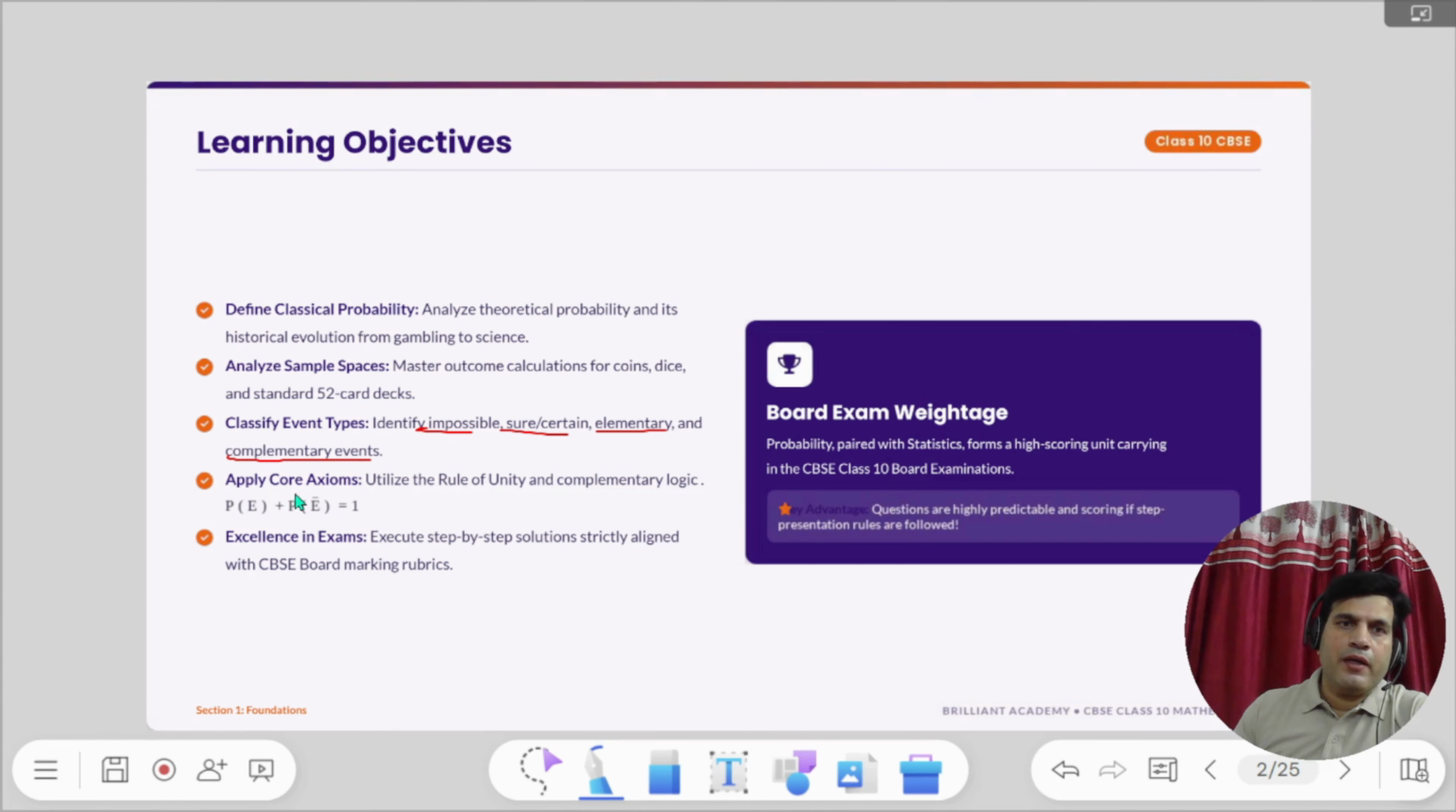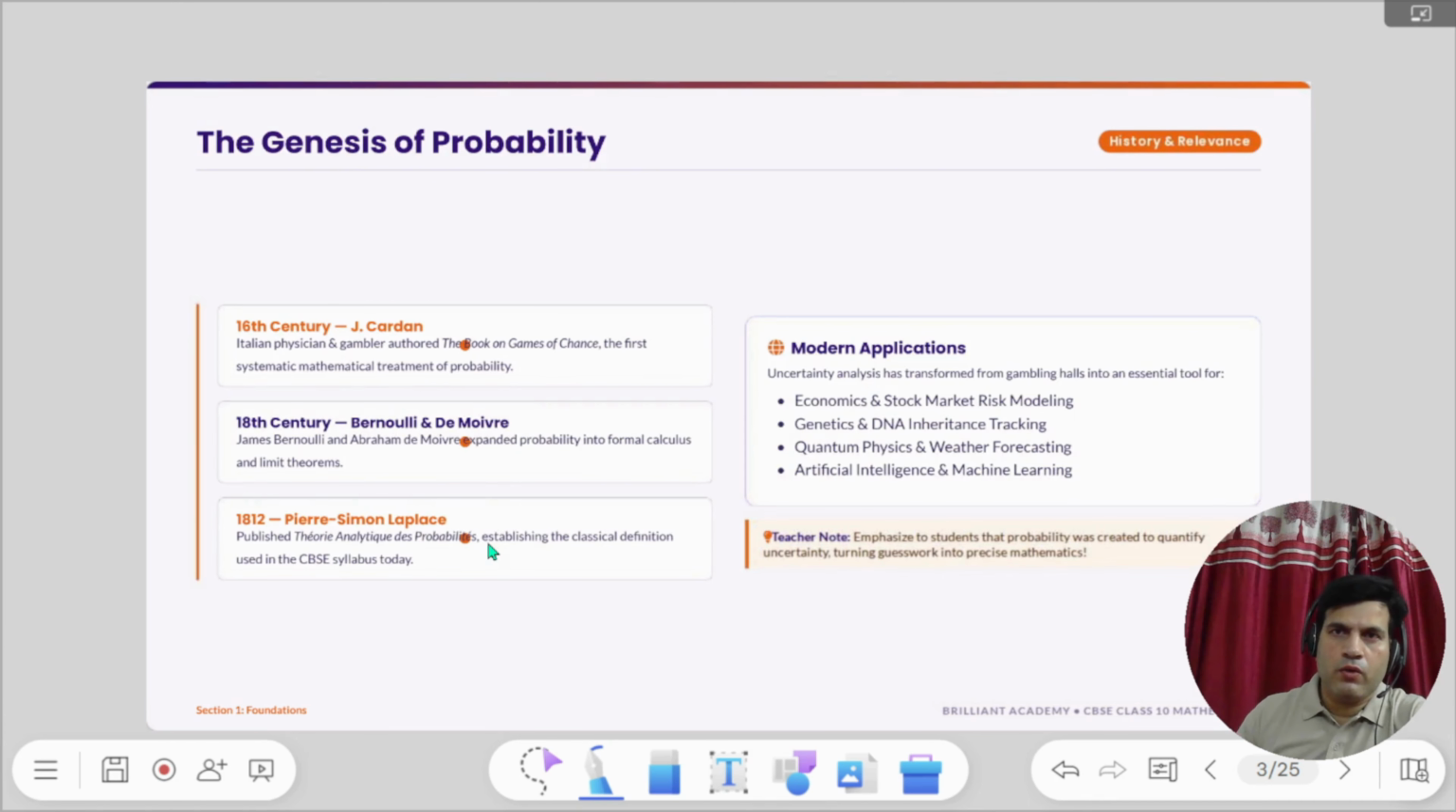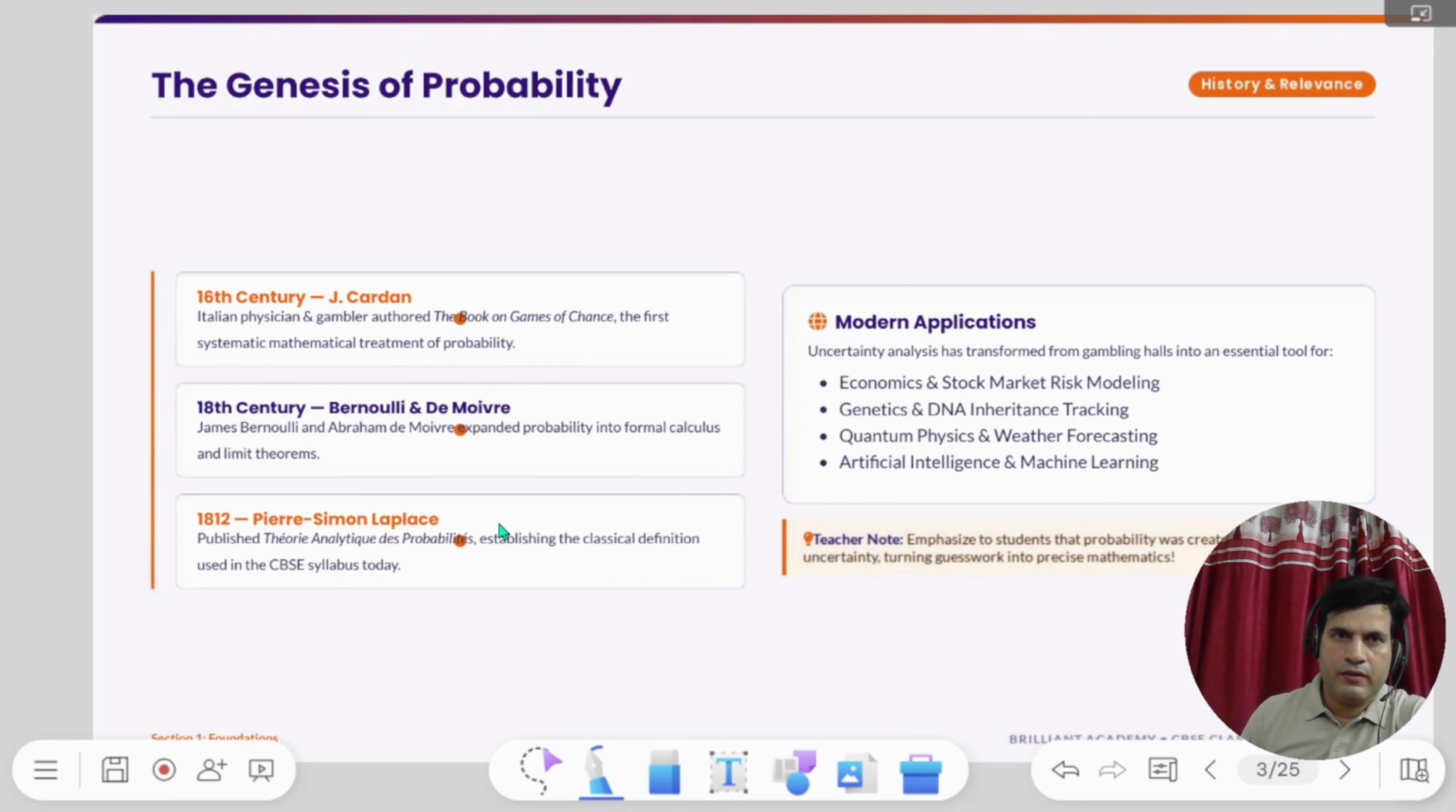Then we will also learn to apply core axioms, like utilizing the rules of unity and the complementary logic, like P(E) plus P(not E) equals 1. We will discuss what is P(E) and P(not E) in this chapter. And excellence in exams: execute step-by-step solutions strictly aligned with CBSE board marking rubrics. We will also discuss that. Okay, so let's go ahead and see the same things in this part.